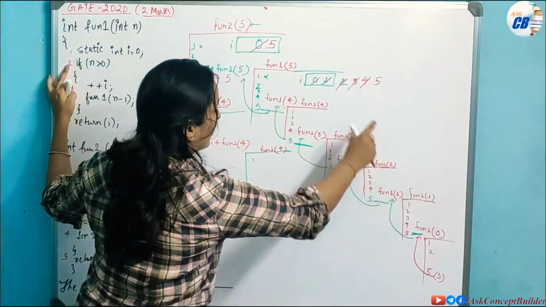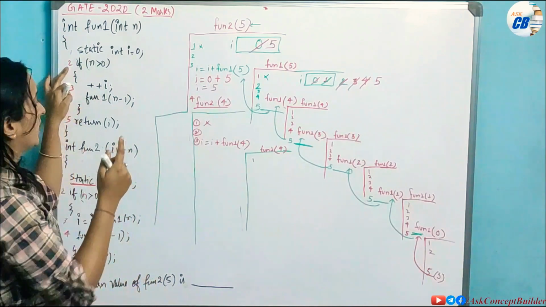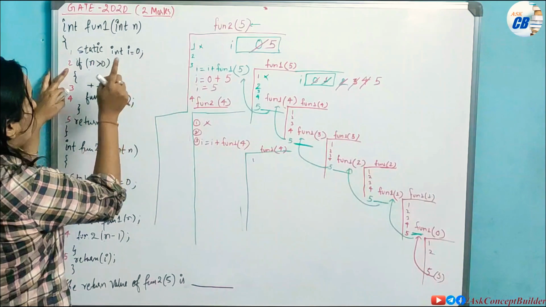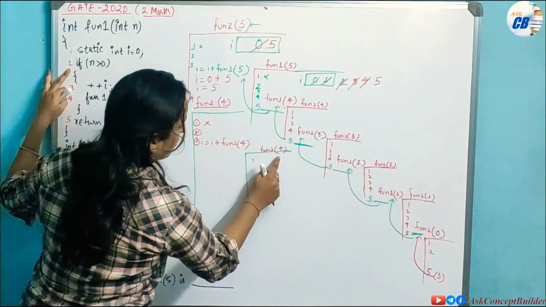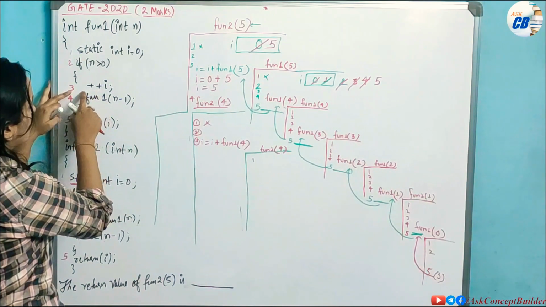So for the complete fun1 function, the I value will be this only. It will not be created again and again. So when the fun1 function is called again, this will be skipped. So if n greater than 0, now n is 4, 4 is greater than 0, the condition is true, so you will move here. Now this is your third statement, plus plus I.